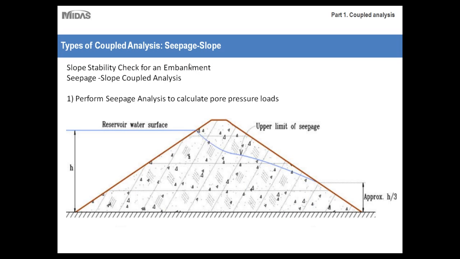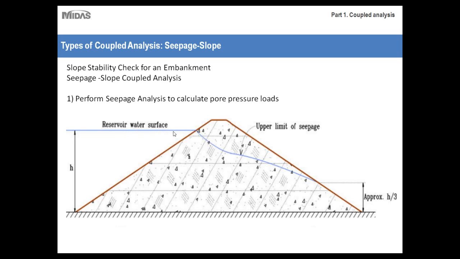So here is an example of a seepage slope project. As you can see, the title is inherent. It's the seepage slope coupled analysis. Seepage will be the first analysis that's performed, and then it'll be followed by a slope analysis. Here we have an embankment type project. As you can see, the reservoir is filled up to a certain arbitrary point.